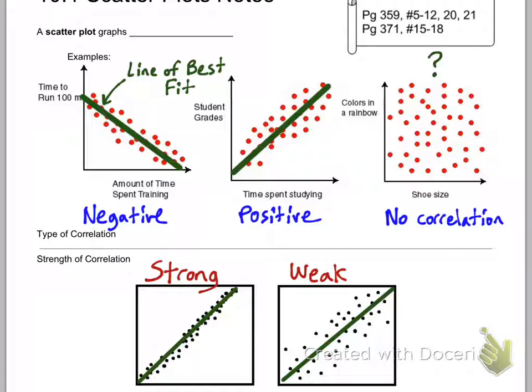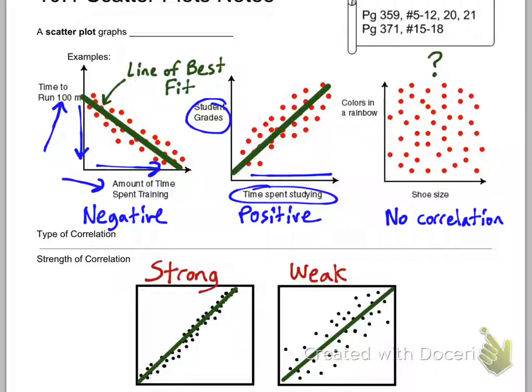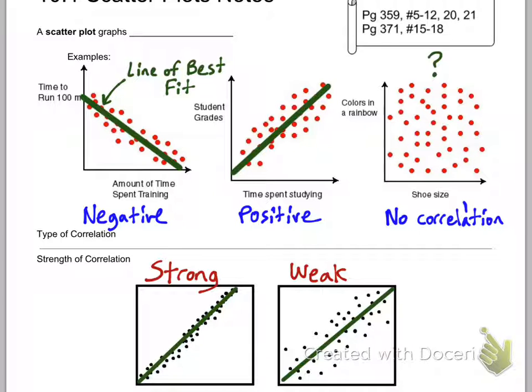So data, or scatter plots, can have strong correlation or weak correlation, and they can have a negative, positive, or no correlation. And you can think about, okay, why does, for example, the time it takes to run the 100 meter and the amount of time spent training, why would those have a negative correlation? Well, the more you train, the less time it's going to take you to run the 100 meter. Likewise, time spent studying and student grades, the more time you spend studying, typically the better your grades are in class. And like I said, those first two, the colors of the rainbow and shoe size, those are just ones I made up. Those don't really have any relationship.